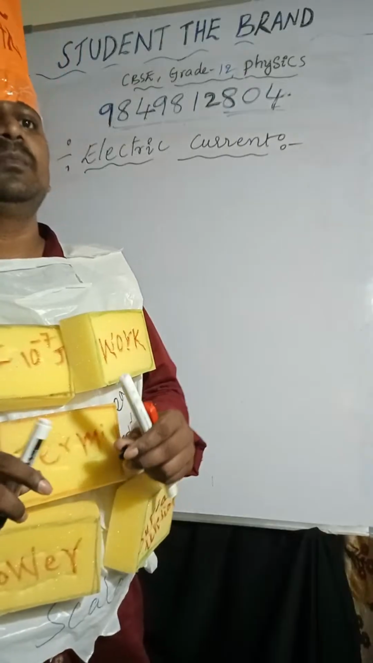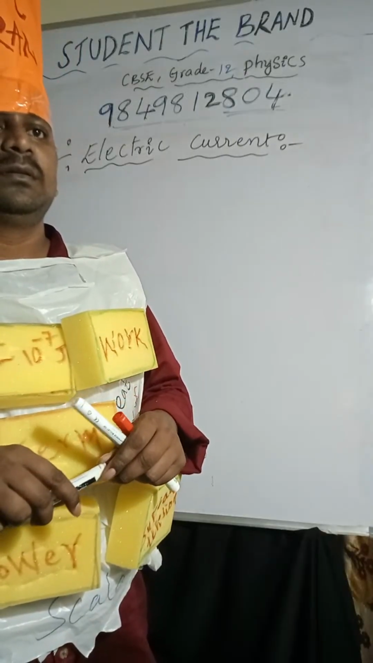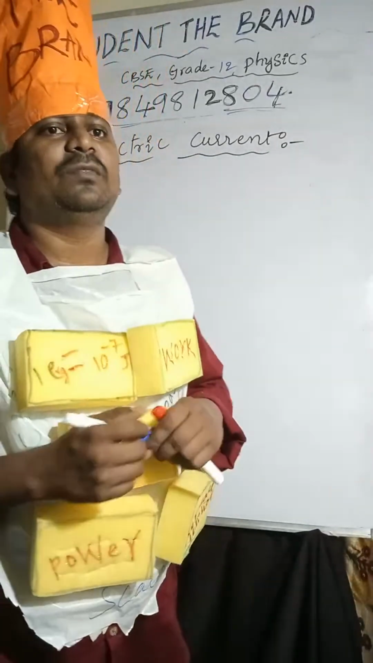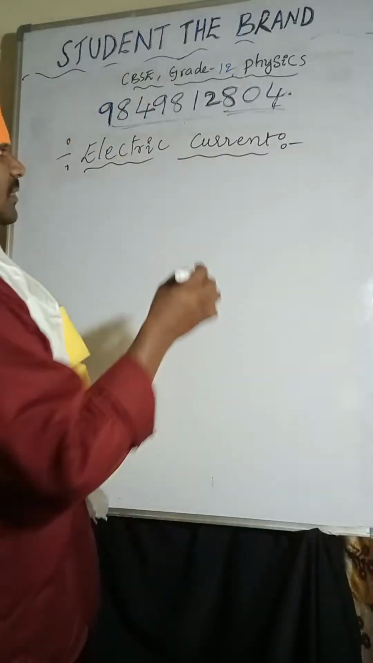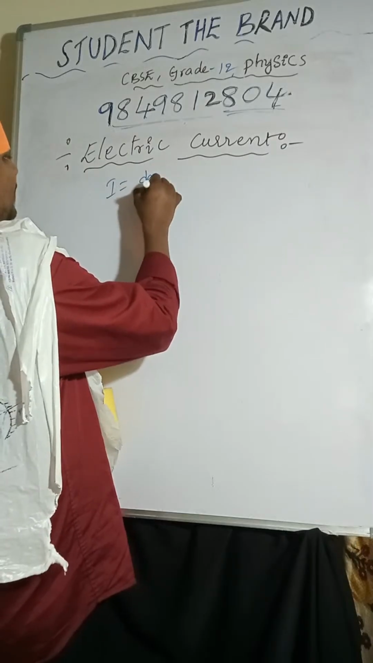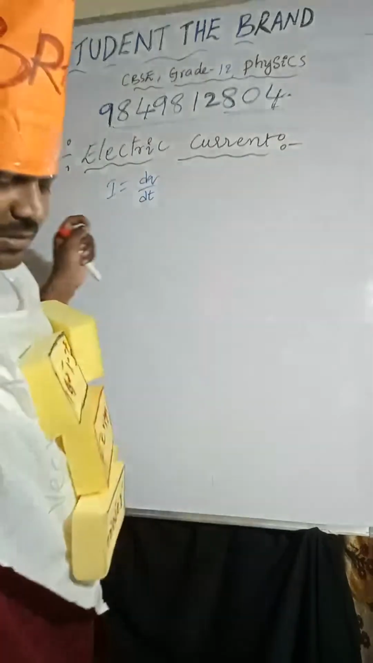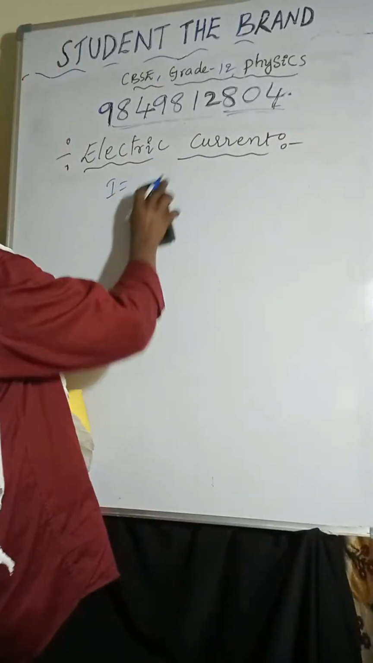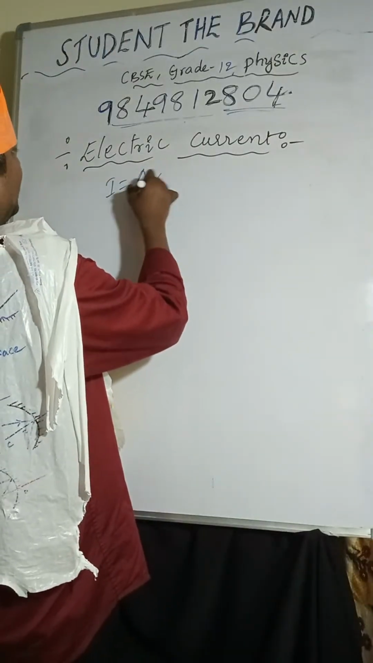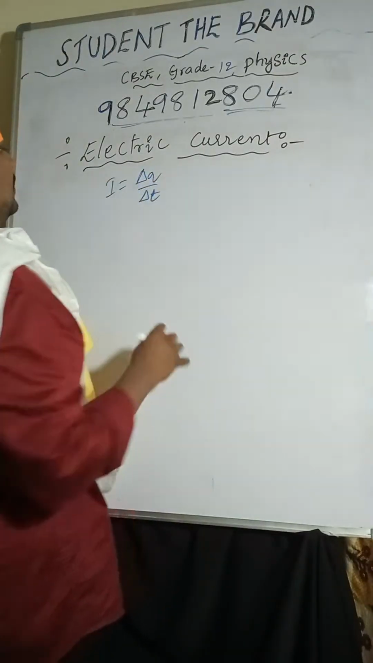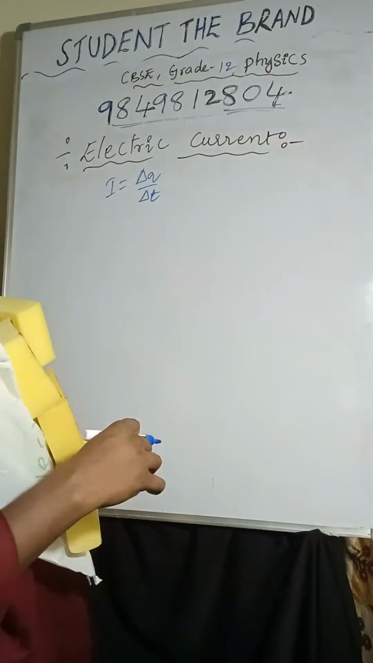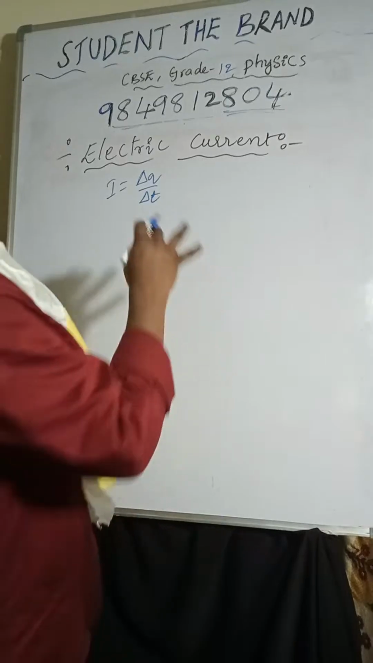Now here you can observe the rate of flow of charge is called electric current. So I equal to dq by dt is the flow of charge, or delta q by delta t.